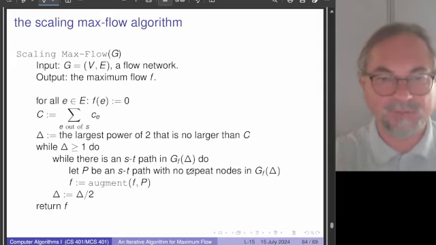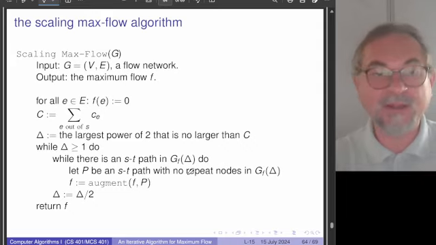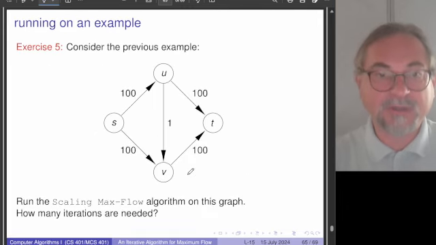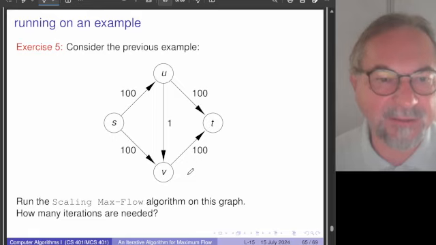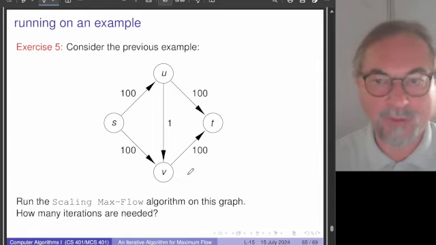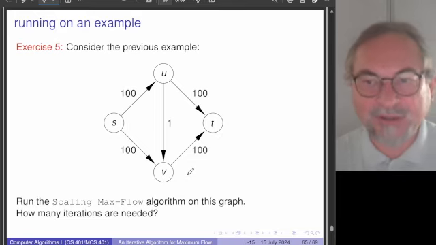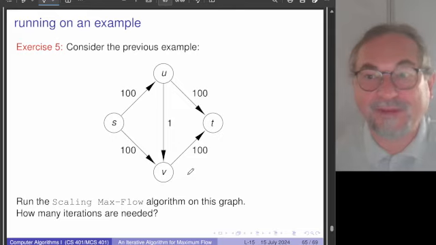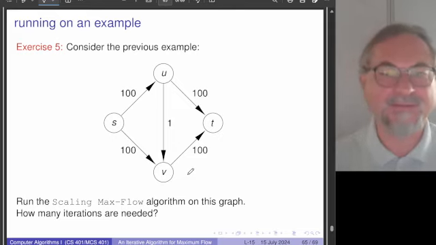But if you don't find a path, and that can be done very quickly, you will cut it in half, 128, also no path. Then you get to 64. And then you can find your paths, and it will pay off. So the exercise, and I was actually saying how it would go, you start with the value C, summing up all the capacities, 401. The largest power of 2 less than 401 is 256. You can't really get out of the source, so finding no path in this graph is very straightforward.